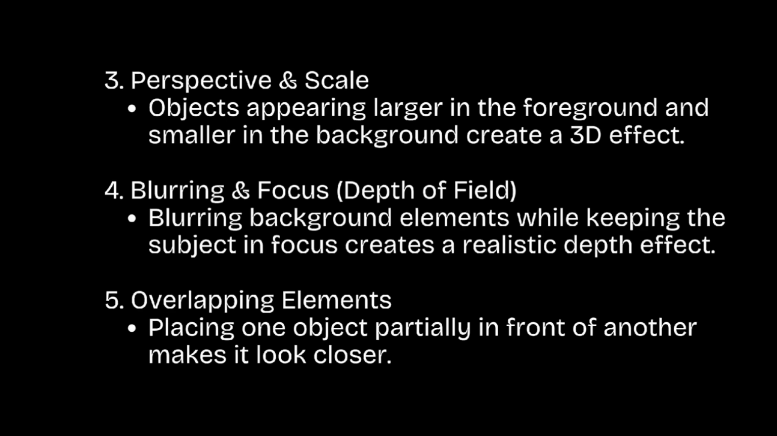Then the fifth one is overlapping elements. Placing one object partially in front of the other to make it look closer. So this can also achieve depth when you duplicate the same object but make them different in size as they get closer to you. So let's say you duplicate three shapes and you place them slightly above each other and make them different in size. So it's looking like something that's getting bigger as it comes closer. So it's just to create an illusion of this thing being realistic.